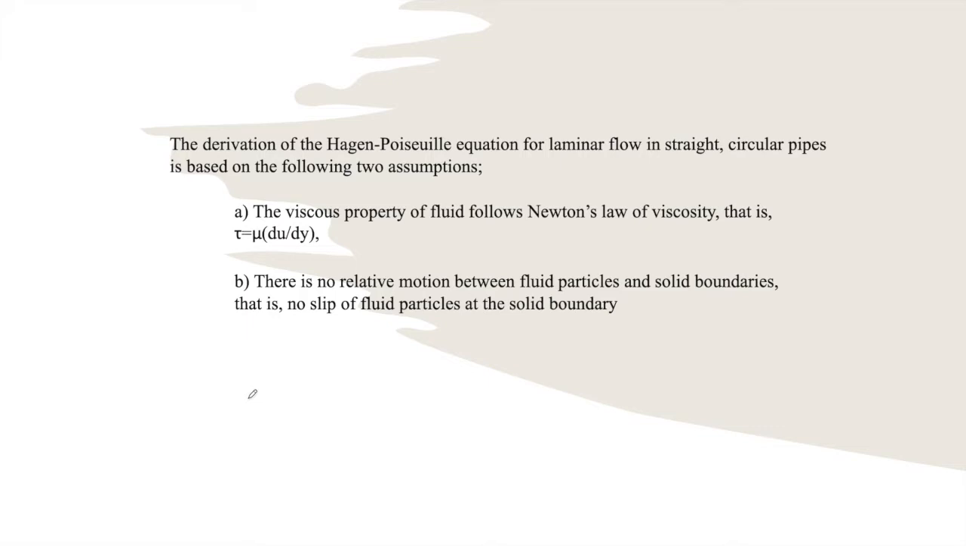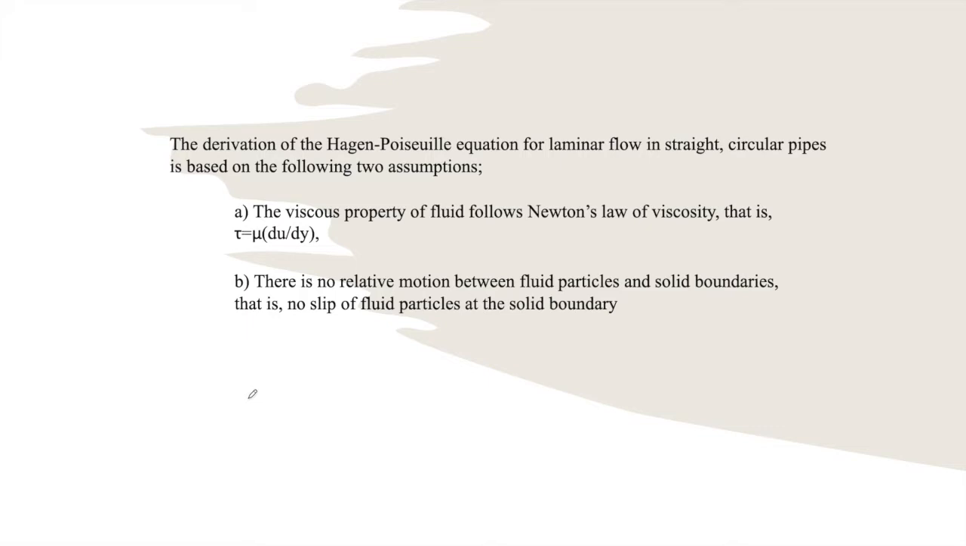If your question has fittings in the pipes, then you cannot use the Hagen-Poiseuille equation. Why? Because there are fittings, and the Hagen-Poiseuille equation is only applicable to laminar flow in straight and circular pipes. And to derive the Hagen-Poiseuille equation, we have two assumptions.